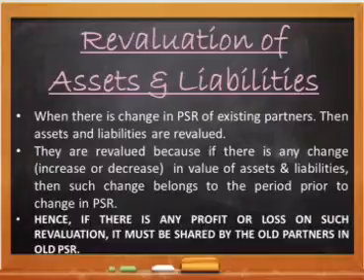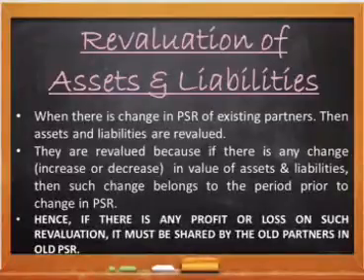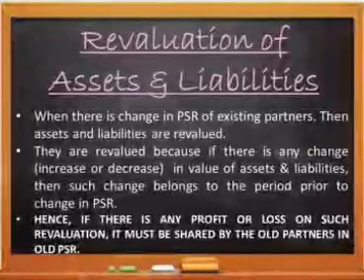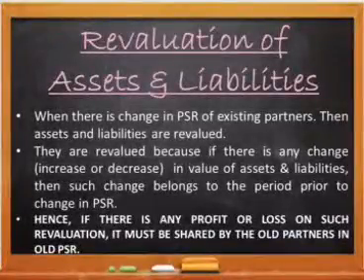Whenever there is a change in profit sharing ratio among the existing partners, then the assets and liabilities of the business are revalued, rechecked. Their value is ascertained again. This is because, for example, if the asset when bought earlier was of 2 lakh and now its present value has increased to rupees 3 lakh, after which the partners of the business decided to change their profit sharing ratio.